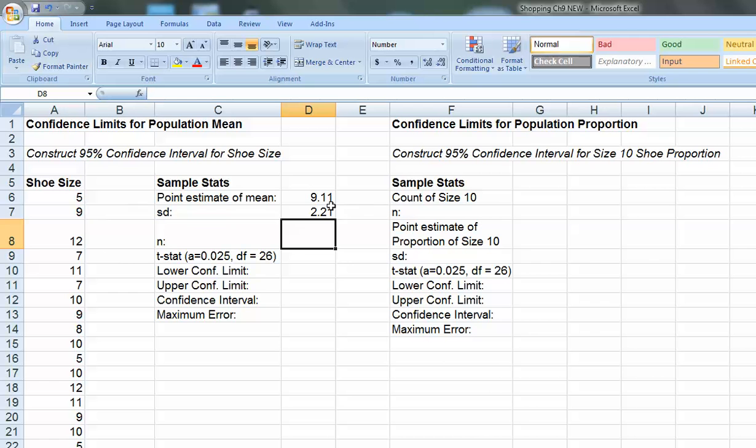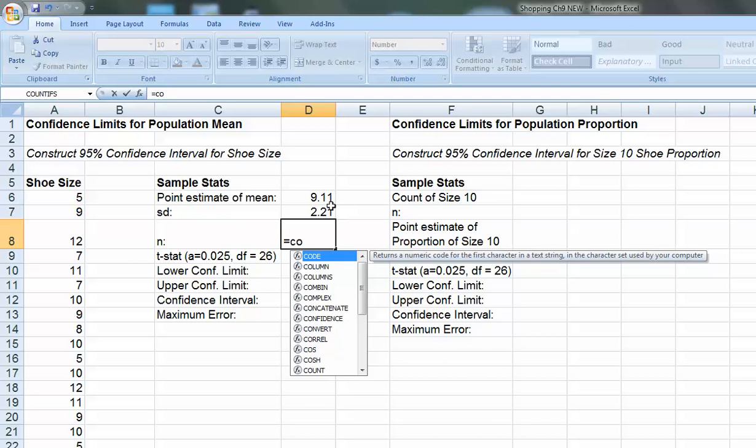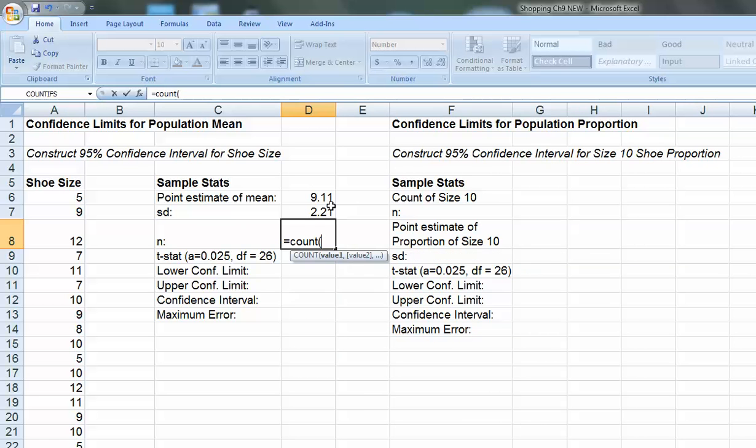How many values do I have? I'll use the count function for that. I will first learn to spell and then use the count function. In my sample, I have 27 values.